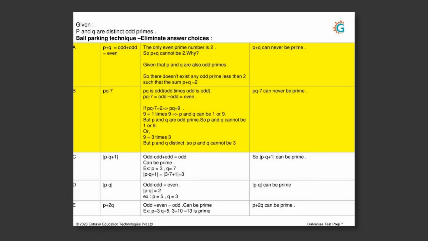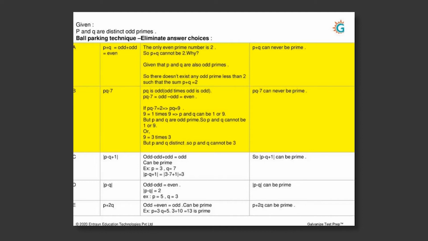The product of two positive integers should be 9. So the positive integers can be 1 and 9 or 3 and 3, right? Because 1 times 9 is 9 or 3 times 3 is 9. But look at the question again. The question says P and Q are distinct odd numbers, which means they have to be different. So 3 and 3 is ruled out. It can be only 1 times 9.